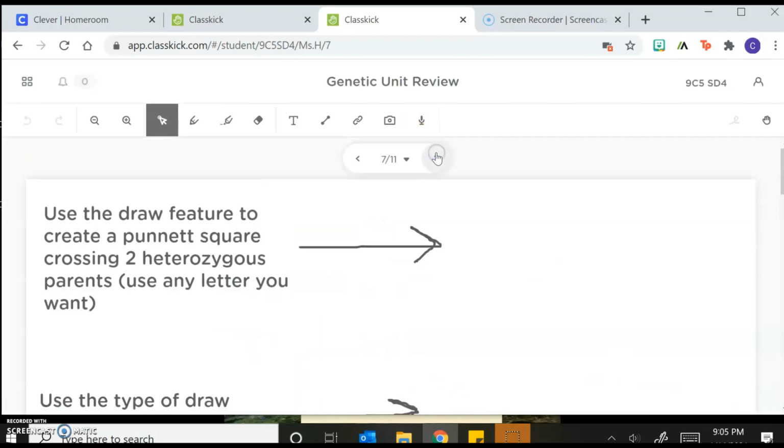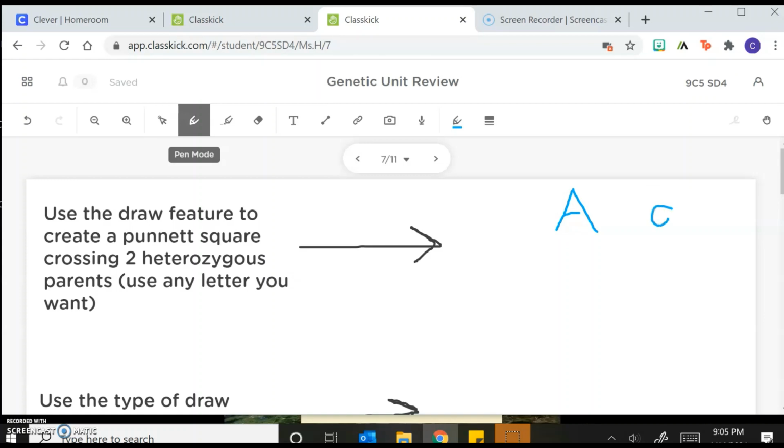All right, moving forward. It says use the draw feature to create a Punnett square crossing two heterozygous parents. Use any letter you want. Now, remember, I like to use letters where you can tell the difference between the capital and lowercase. So I'm going to do a capital A and a lowercase a, and it said heterozygous, so I know I'm doing different. So I have one capital and a lowercase, capital and a lowercase, and I know my Punnett square has 4 boxes.